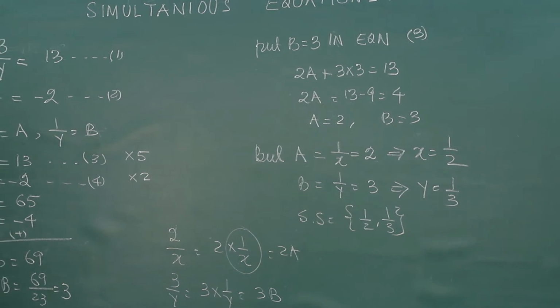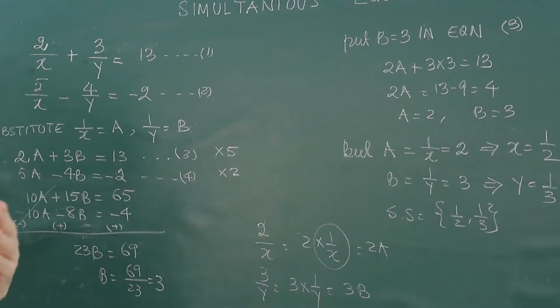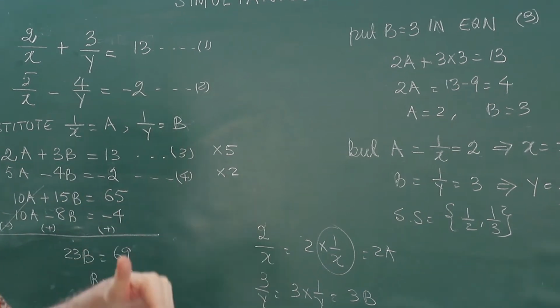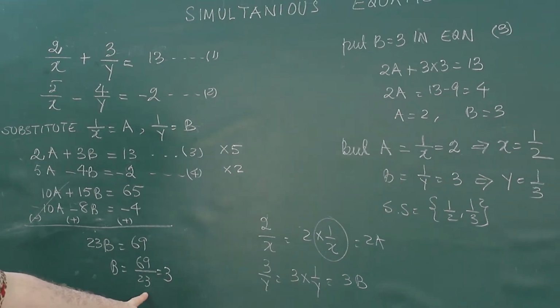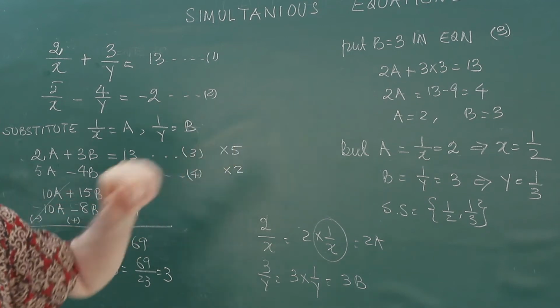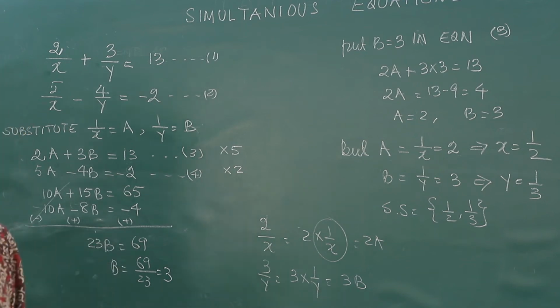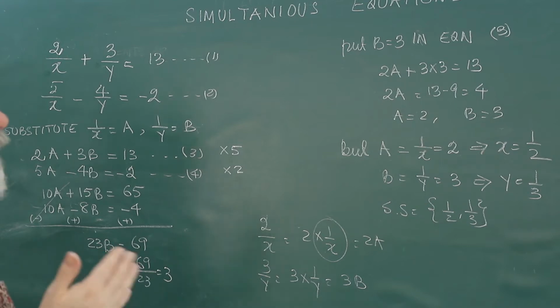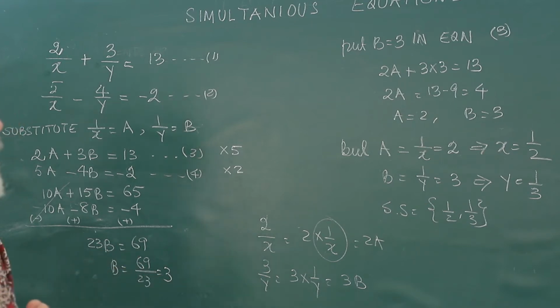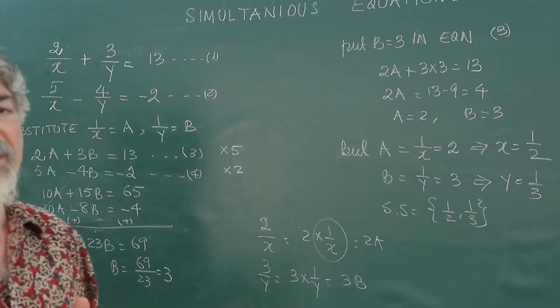Equation 3 was 2a plus 3b is equal to 13. So in place of b, I have replaced b by 3 because I have got the value of b as 3. So 2a plus 3 into 3, which will be 9, which will be transferred to the right hand side. 13 minus 9 will become 4. So 2a is equal to 4, or a will come out to be 2. So we have got the values of a and b. a is 2, b is 3.